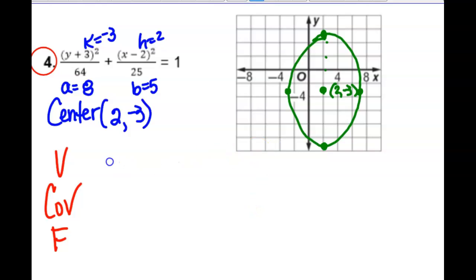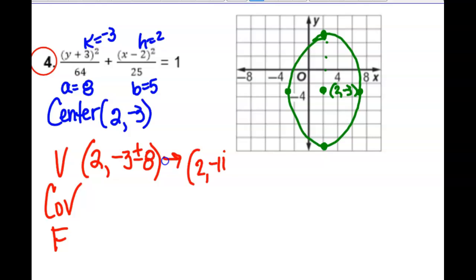So from the center, the vertices are up and down. How much? 8, didn't we go up and down 8? And that is on the y coordinate because it was up and down. So those become 2, -11, and 2, 5. Yep, that looks right for our picture.